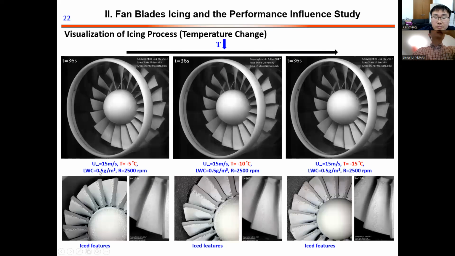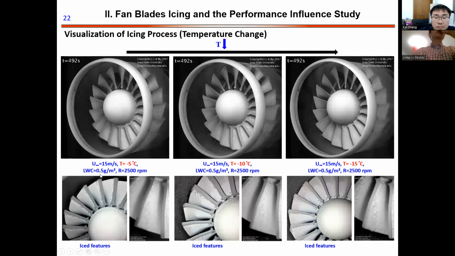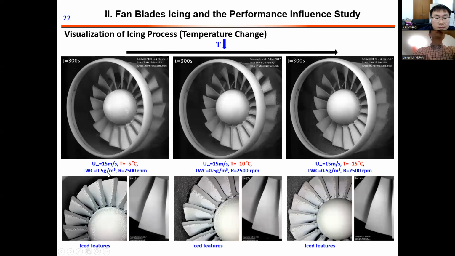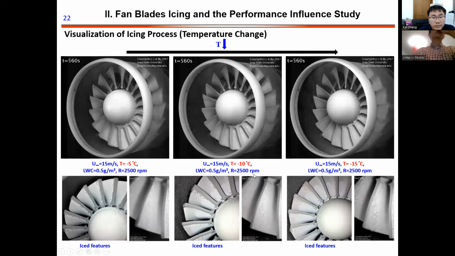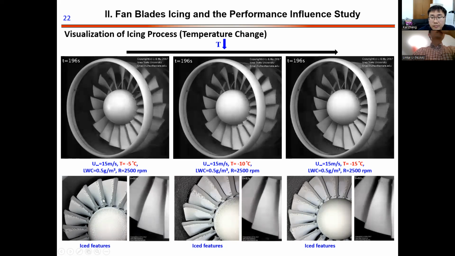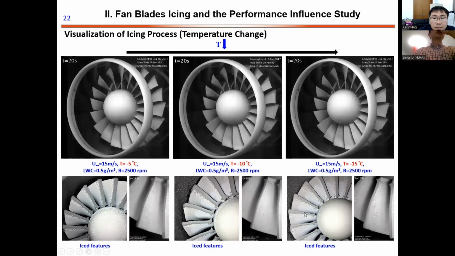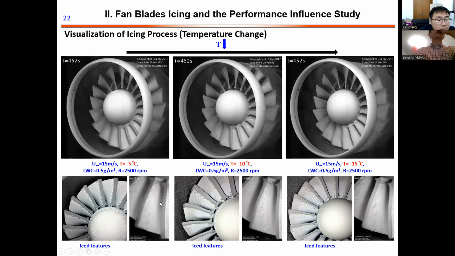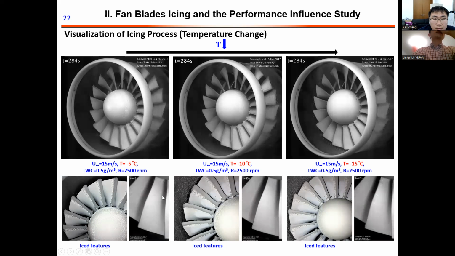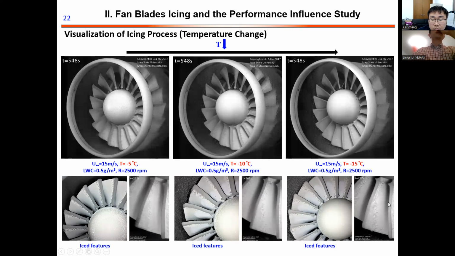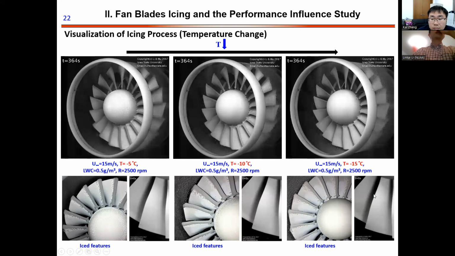If we change the liquid water content to 0.5 grams per cubic meter, but also vary the temperature from -5 Celsius degrees to -15 Celsius degrees, most of these conditions are close to the rime ice condition. They have a similar phenomenon for the ice buildup process.